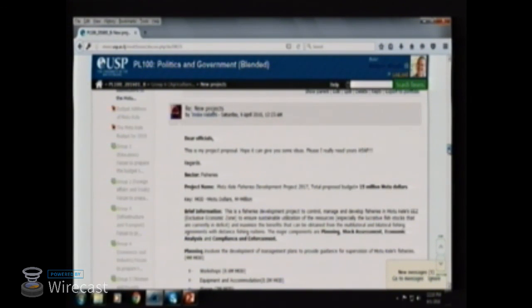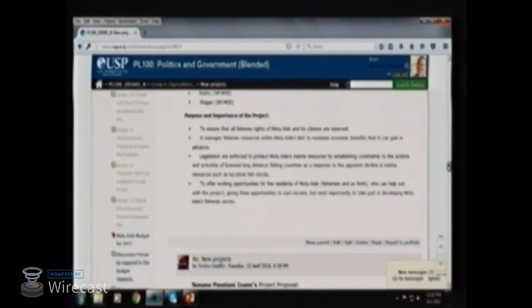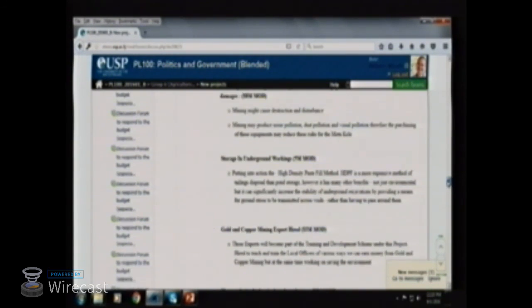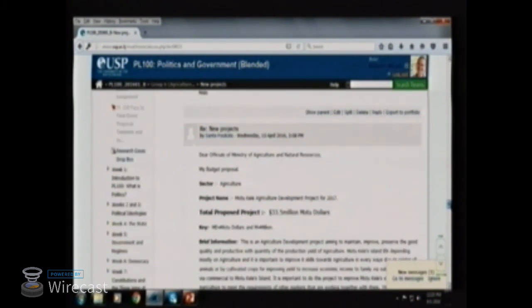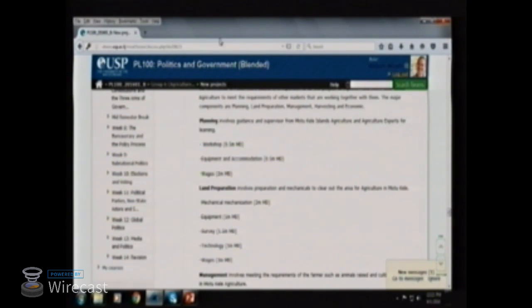And then he provides a model for what he thinks the fisheries sector should look like, and then the others follow his lead and they present their own budget submissions. Okay, so let's just see what it looks like.